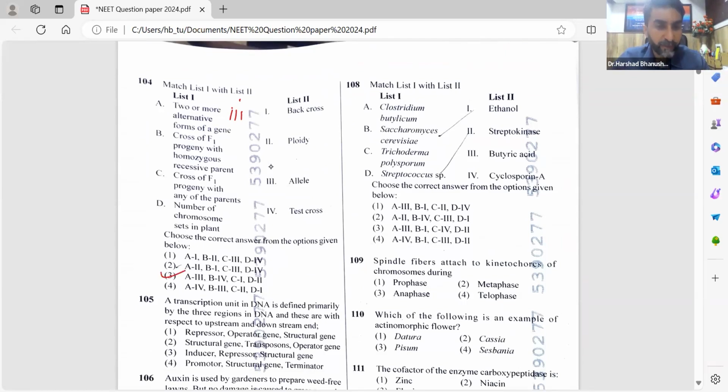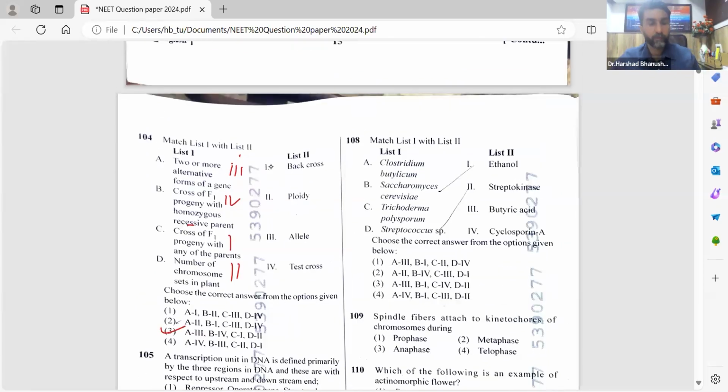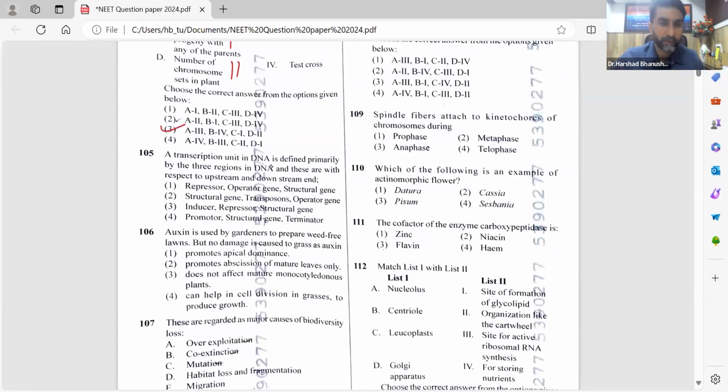But cross of F1 with recessive parent is test cross. So B would be 4. Cross of F1 with any one parent is back cross. So C would be 1. And ploidy is the number of chromosomes. So that again is a match with option number 3.